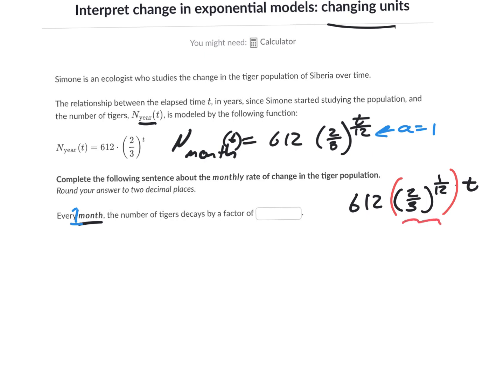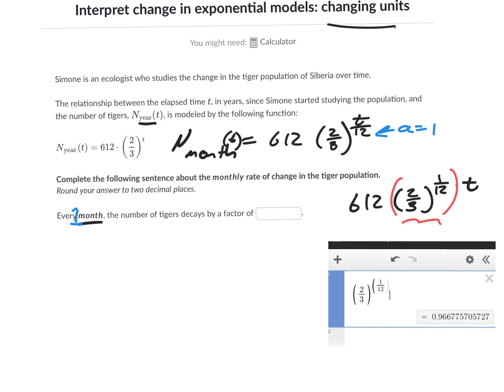You're going to need a calculator for this part, so I'm going to pause and go use a calculator. I just used my Desmos calculator, and when I did 2/3 to the 1/12, I got 0.9667. But it does say right here that they just wanted 2 decimal places. So rounded to 2 decimal places, that would be 0.97. So let me bring it over here.